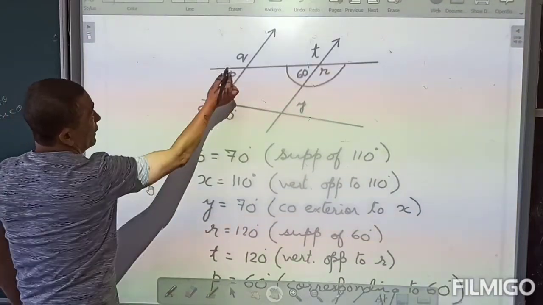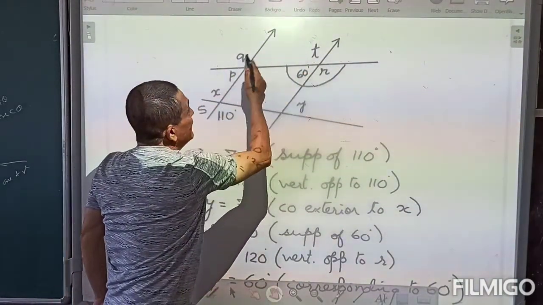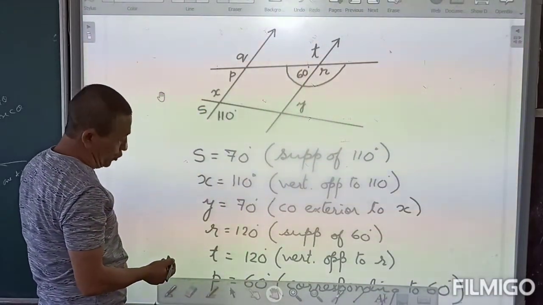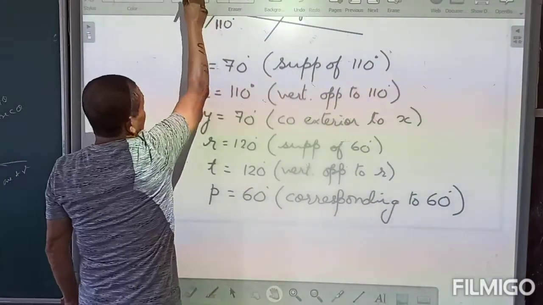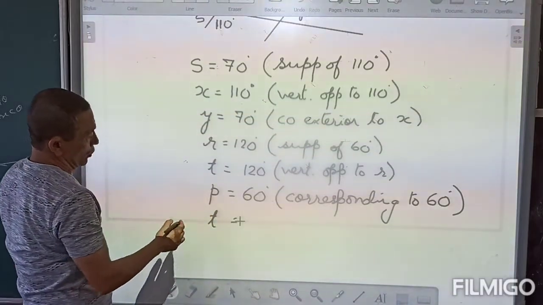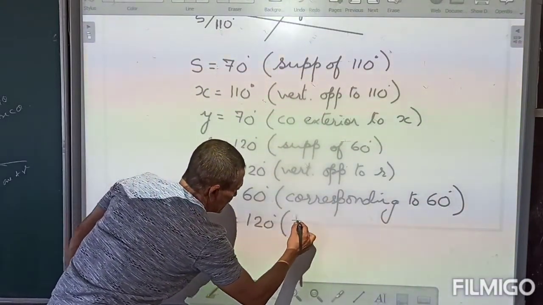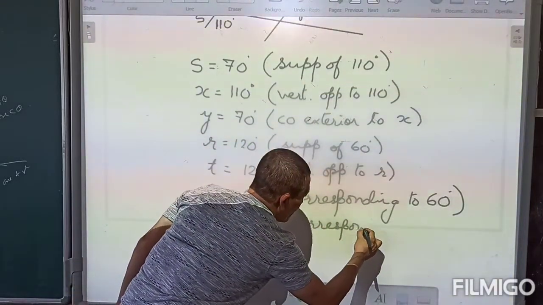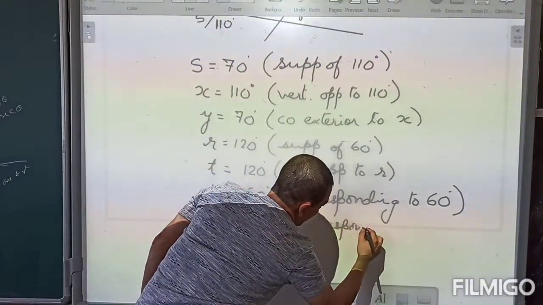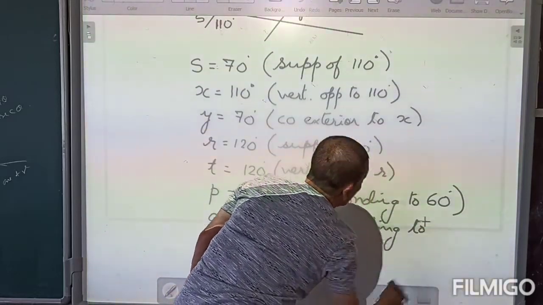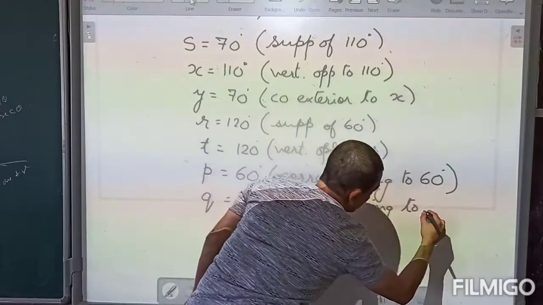And the last one, Q. If you look at P and Q, they are supplementary angles, or if I compare Q with T, they are corresponding. So I can say Q will be equal to 120 degrees because T is also 120 degrees. It is corresponding to which angle? Angle Q is corresponding to T.